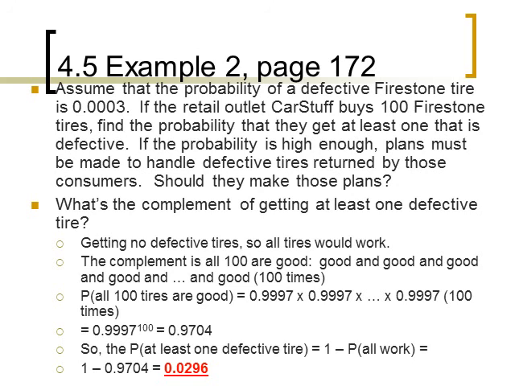So there's about a 97% chance that all the tires work. So then we just have to subtract that from 1, and we get 0.0296. So that would round off to about a 3% chance of getting at least one defective tire. So a 3% chance is high enough to obviously make plans to handle defective tires that are going to be returned by consumers.